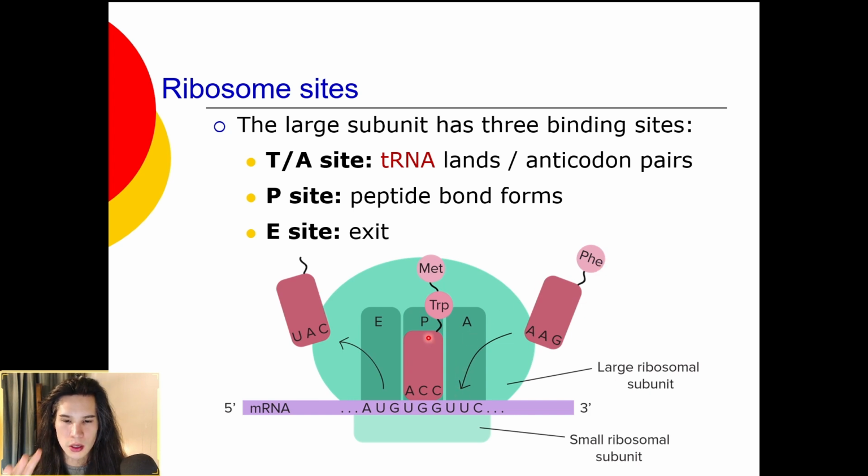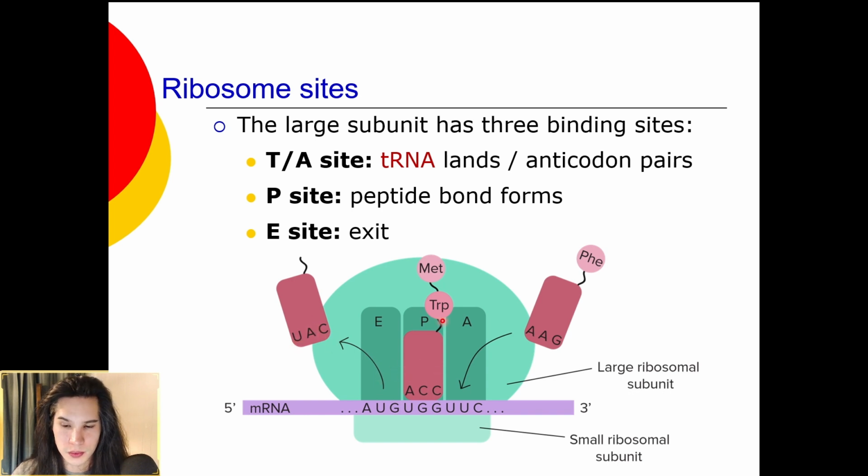Then what happens is your ribosome shifts over, and it moves this tRNA carrying phenylalanine into the P site. So this is where the peptide bond is going to be forming. Peptidyl transferase is going to splice this phenylalanine to this tryptophan. And when this AAG is moved into this P site, this other tRNA is going to be moved into the E site, and that's going to be kicked off.